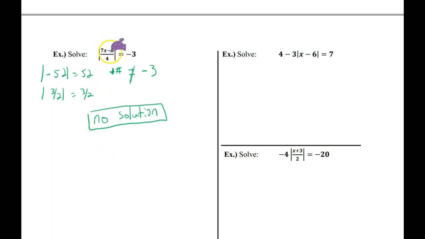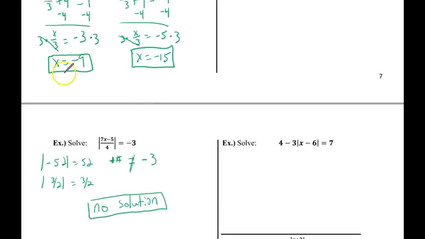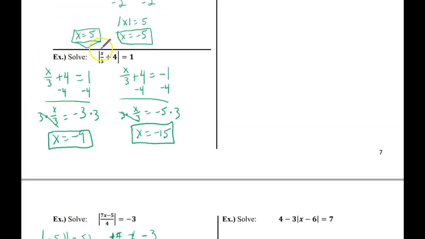Now that doesn't mean x can't be negative, right? We already found that x itself could be negative. But once you take the absolute value, it cannot equal a negative number. What's inside can be negative, but what it equals cannot. Why don't you try the ones on the right?